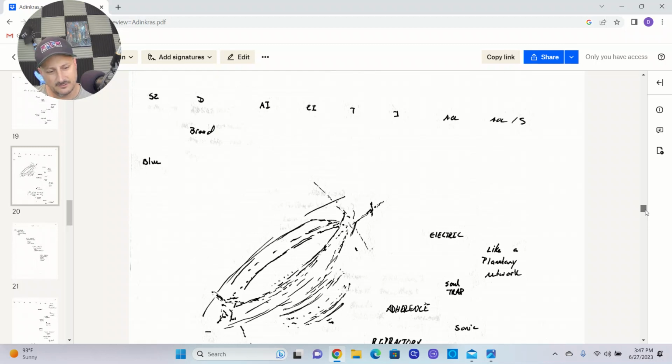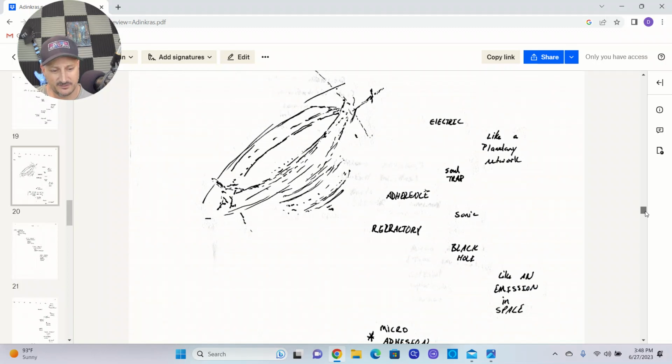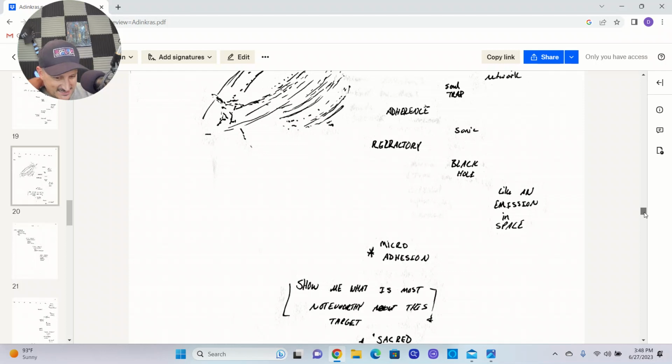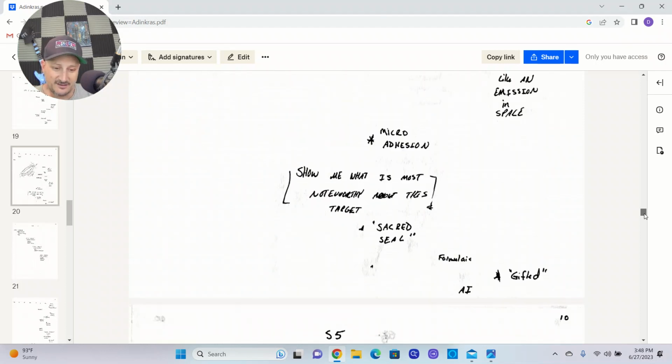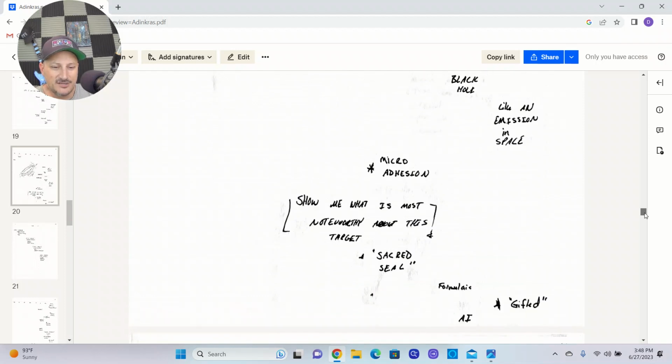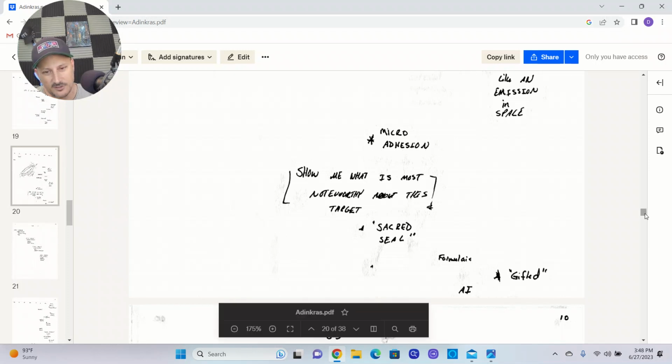AOL electrical. Okay, AOL signal like a planetary network. AOL soul trap. I hope that's an AOL. Adherence. Refractory. AOL sonic. AOL black hole. AOL signal like an emission in space. And then this came up quite a bit. Again, I don't understand it, but micro adhesion. And I got this sense of a sacred seal.